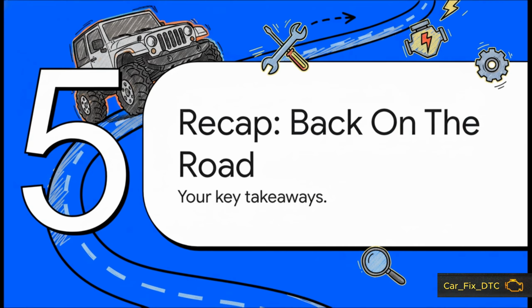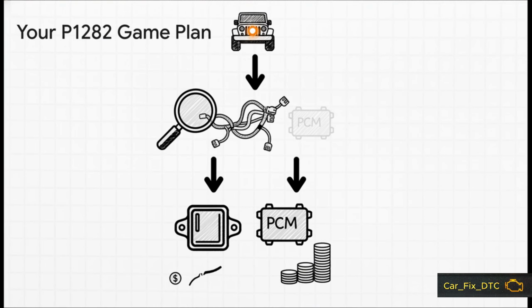All right, let's wrap this up. We've gone over a lot, so let's do a quick recap to get everything straight in your head before you grab your tools. So here's your P1282 game plan. Boiled down. 1. P1282 means there's a fuel pump system issue. 2, and this is the most important part, follow the diagnostic order. Check the circuits first, then the parts. 3. Always start with a simple visual check of the wires and plugs. And 4. Remember, fixing a wire is always cheaper than replacing a computer module you didn't need.